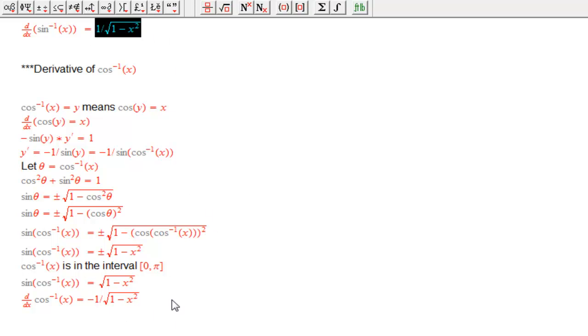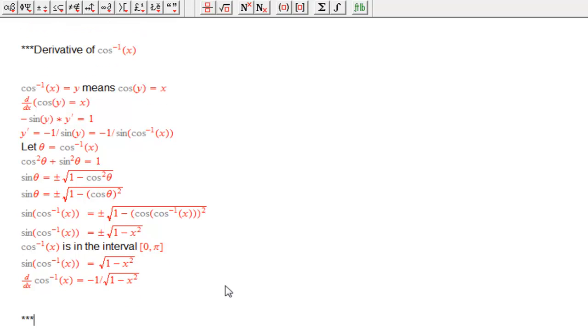That's similar to modeling with trigonometric functions. If you're trying to model oscillatory behavior, then you can either use sine or cosine because they're really just horizontal shifts of each other. The last derivative we're going to do is the derivative of inverse tangent of x.